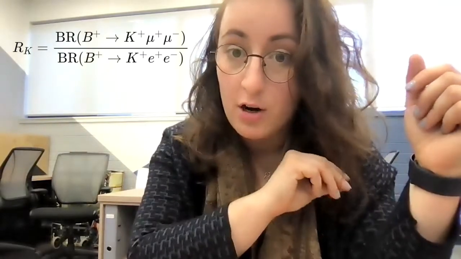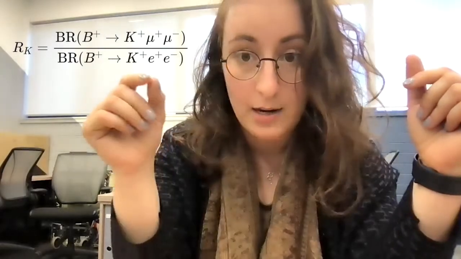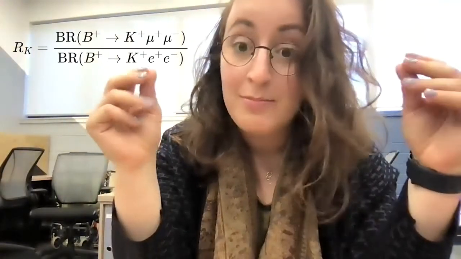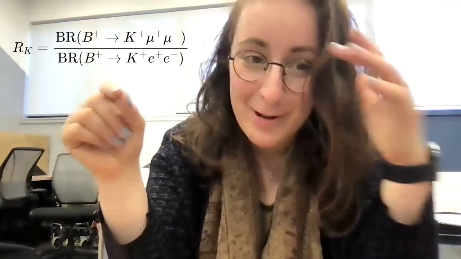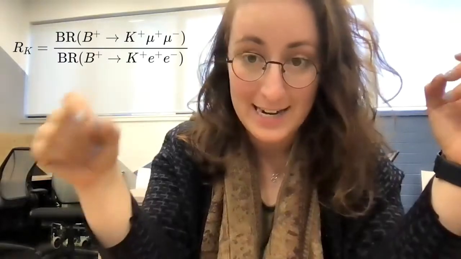So RK and RK star are some really well-known, well, now they're quite well-known anomalies that already exist in B meson physics. So RK and RK star, they just refer to the difference between the branching ratio of the B meson to K mu and the B meson to K e. So the ratio of the muon to the electron mode of those decays.